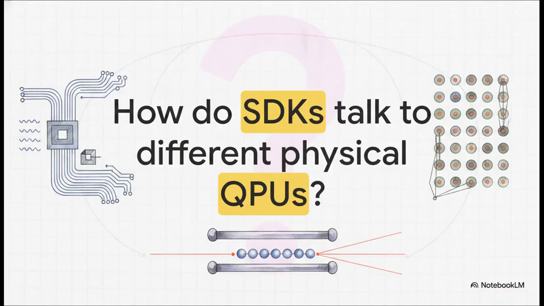So, picture this. We really have to ask ourselves, how does a program written in a high-level SDK, like Qiskit, PennyLane, or Q#, possibly execute across entirely distinct physical modalities? It's kind of wild when you think about it. We have superconducting circuits using microwave pulses over here, trapped ions using laser gates over there, and neutral atom arrays doing something completely different. Each one of these requires entirely different native instructions and timing to actually work.